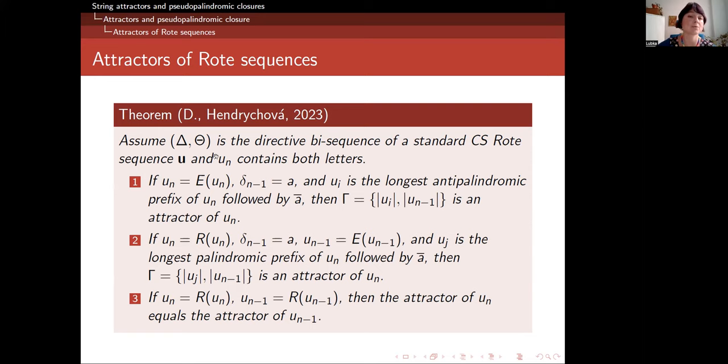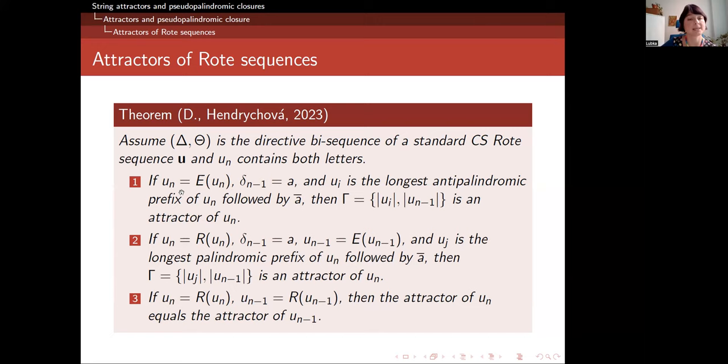and this gives us the possibility to describe completely the minimum size attractors of pseudopalindromic prefixes. And the theorem that we have is the following one. So assume you have a complementary symmetric rote sequence, standard, with this directive bi-sequence. And then we will describe minimum size attractors of pseudopalindromic prefixes which correspond to u_n, and such that we consider only u_n containing both letters, 0 and 1. And we have the following three cases.